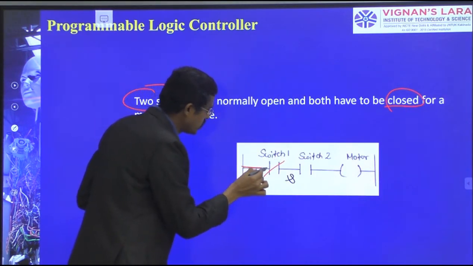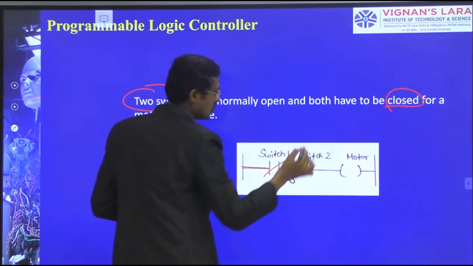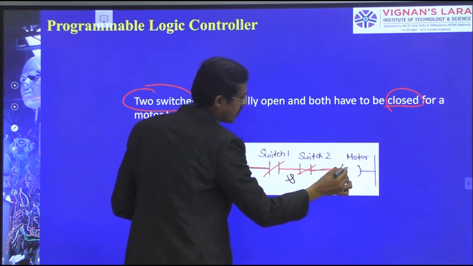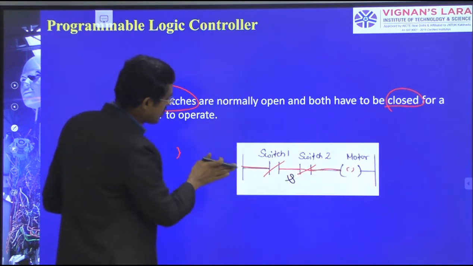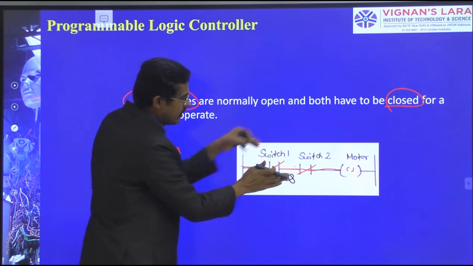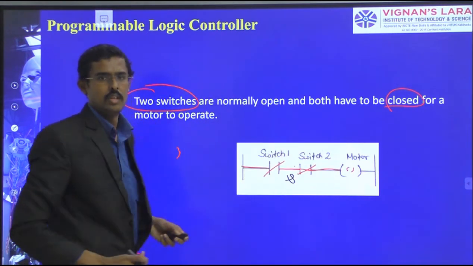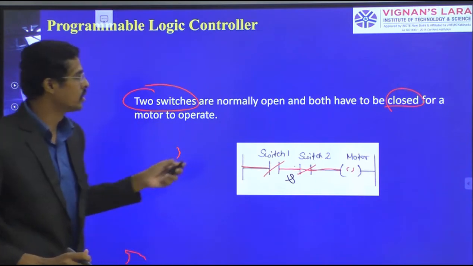Power comes up to this one. And I am closing the second one, and therefore power goes up to this point and can reach. At first position, power crosses and waits here. When switch 2 is activated, the remaining contact goes and the motor is on. So such examples we can do.